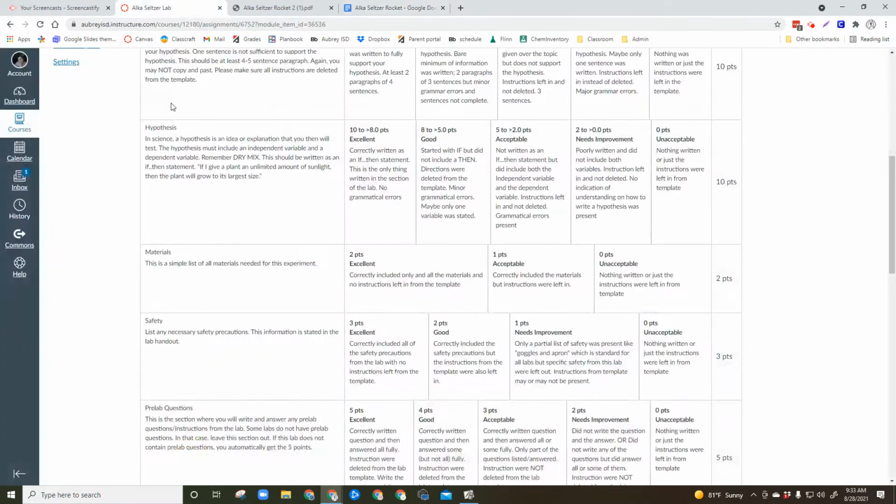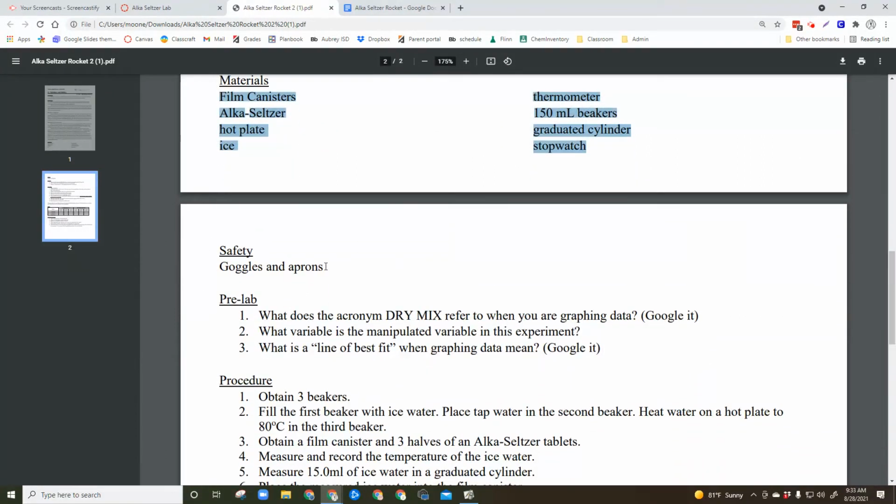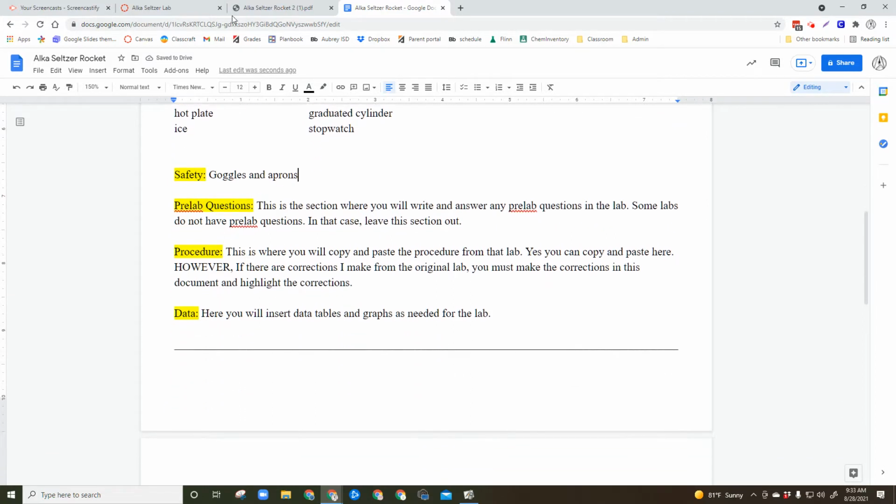You just have to come over here and look at the safety, goggles and aprons, copy and paste that in. Control C, Control Shift V, goggles and aprons. All right. Pre-lab questions. This is a section where you'll write and answer any pre-lab questions in the lab.